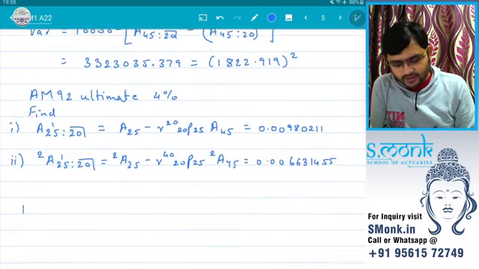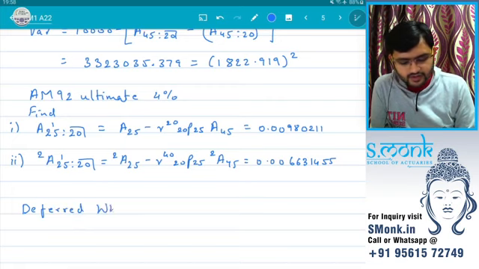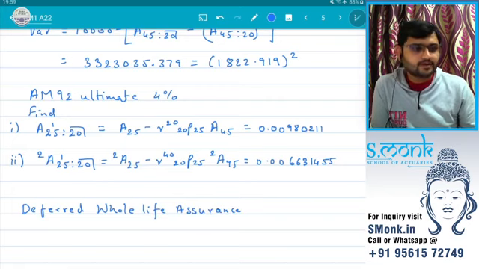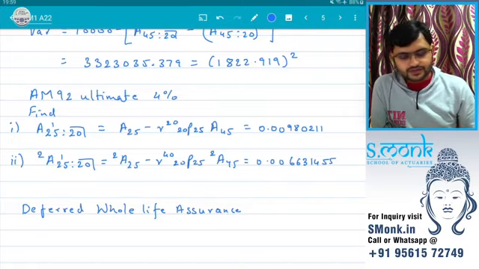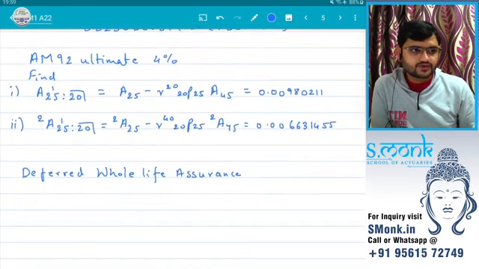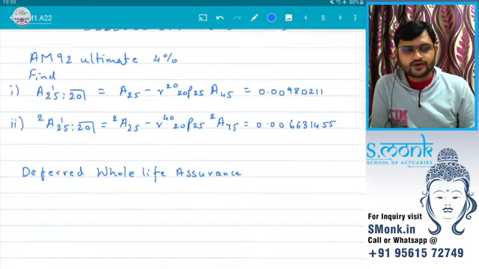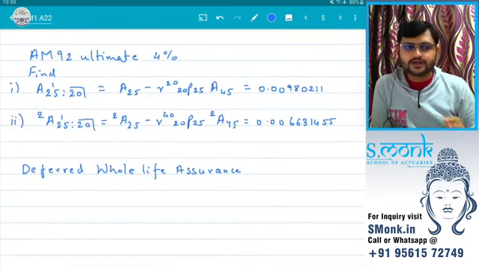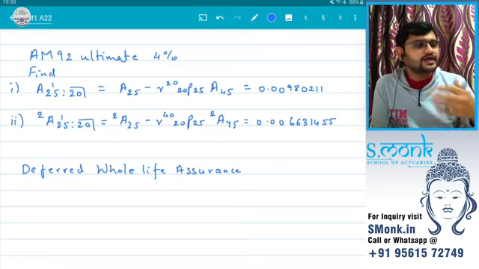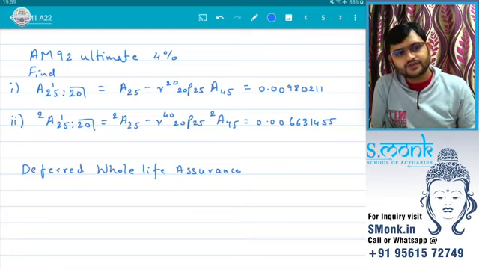Next we'll talk about deferred whole life assurance. As we talk about deferred, it's a whole life assurance, but it is deferred. It is starting after a certain number of years.